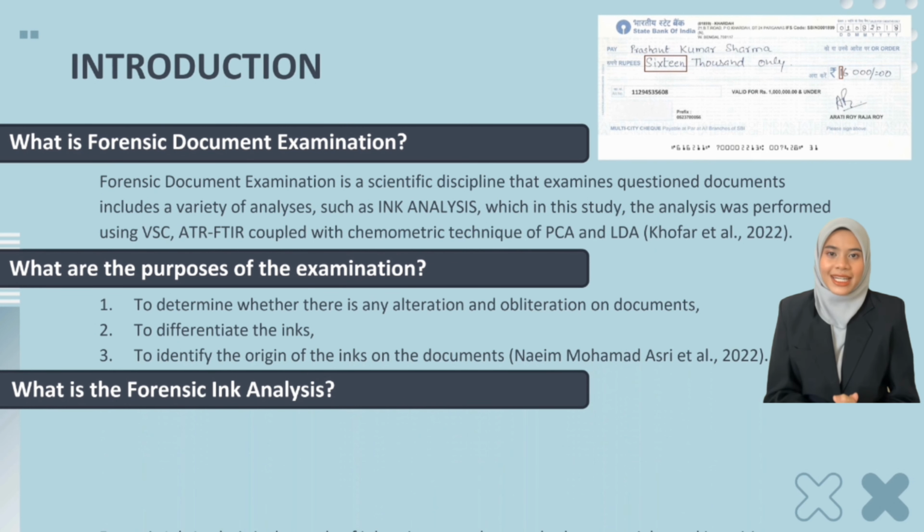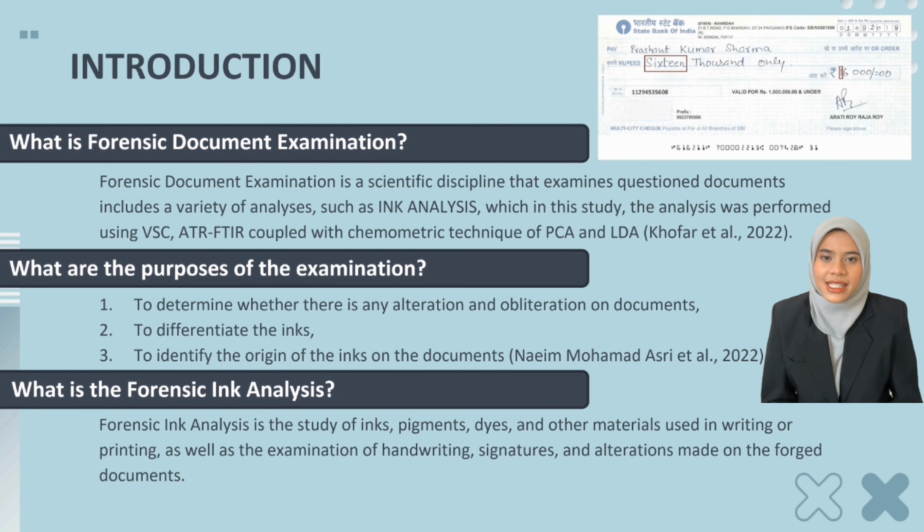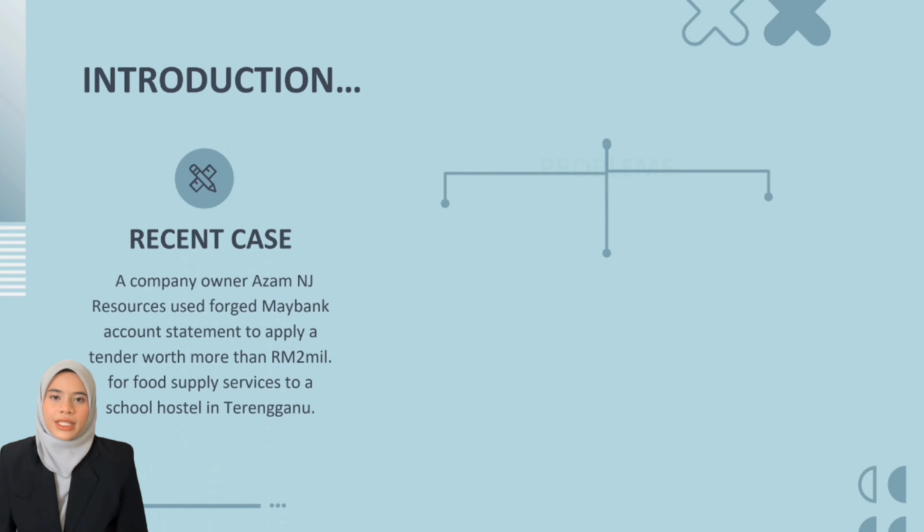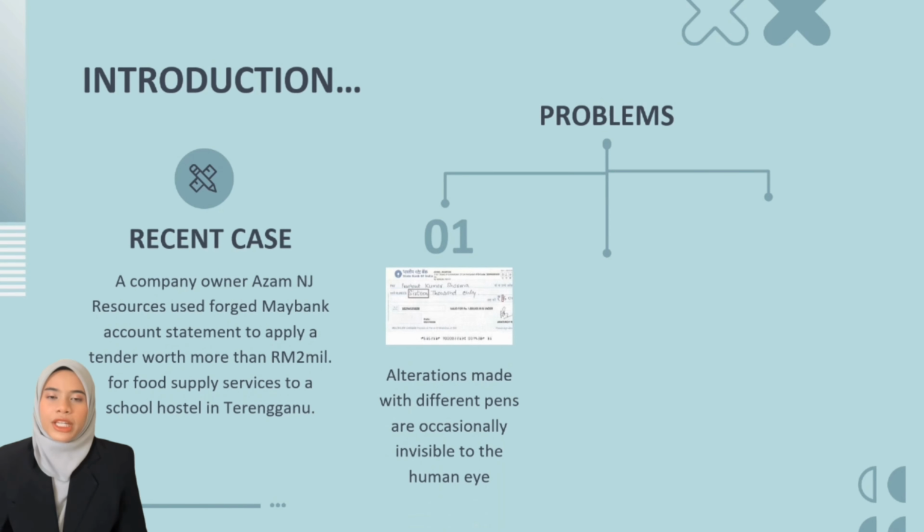What is forensic ink analysis? It is the study of the inks, pigments, dyes and other materials used on forged documents. The Star reported Azam and J used a forged bank account statement to apply for a tender worth more than 2 million ringgit Malaysia. However, the problem of ink analysis arises when the alteration of documents made with a different pen is occasionally invisible to the human eye.